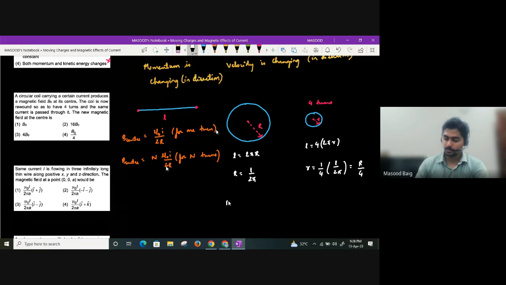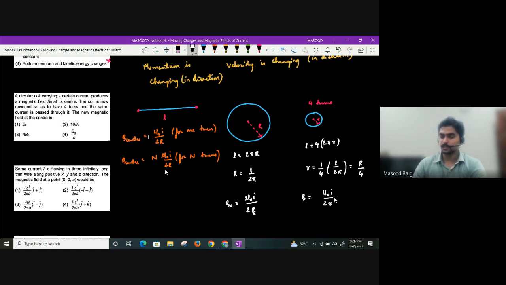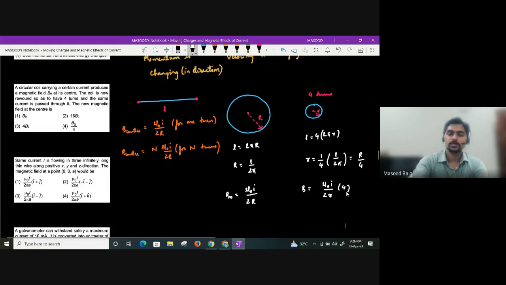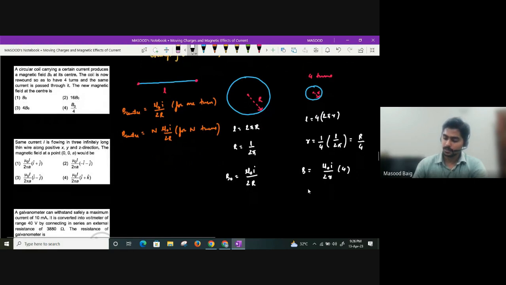Now please tell me, in the first case, the magnetic field is given as B naught. So B naught value will be, we know, mu naught I divided by 2R. Now in the second case, what will it be? Due to 1 turn, it is mu naught I divided by 2 small r. But how many turns do we have, beta? We have 4 turns, so into 4 I will do. And what is the small r value? I can write small r as R divided by 4. So 2 into capital R by 4, into 4. So 4 fours you will get 16, or not? 16 into mu naught I divided by 2R. What is mu naught I by 2R already? It is B naught.